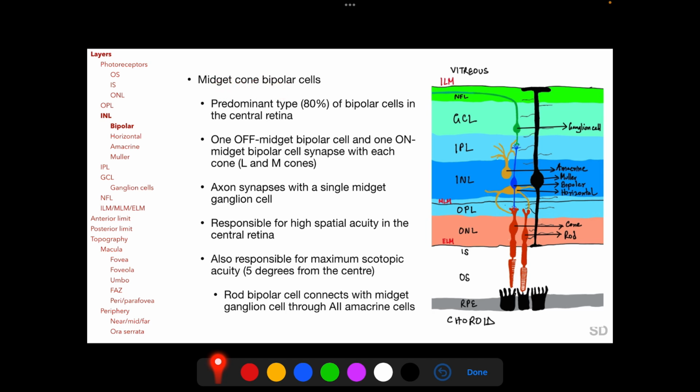The midget cone bipolar cell is a special type of bipolar cell which is the predominant type of bipolar cell in the central retina. One off midget cone bipolar cell and one on midget cone bipolar cell synapse with each cone in the central retina, and the axon of each midget cone bipolar cell synapses with a single midget ganglion cell. Because of this 1:1 transmission of information from the cone to the midget bipolar and then to the ganglion cell, the central retina is responsible for high spatial acuity.